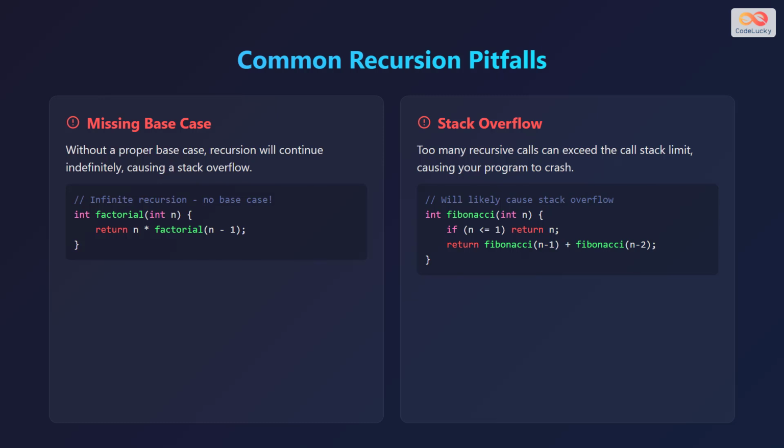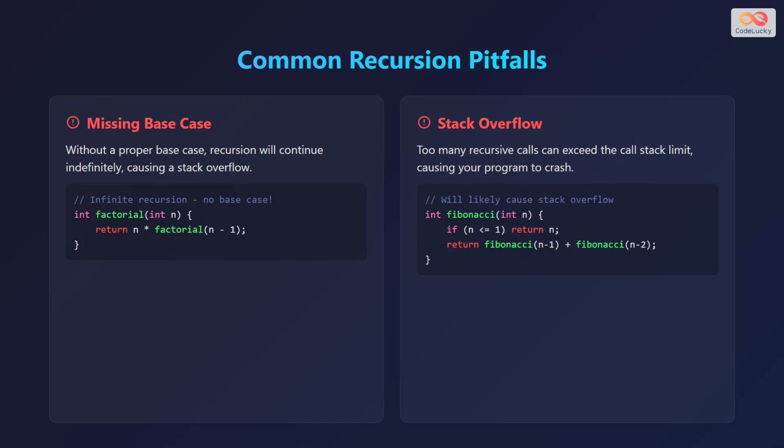Let's discuss some common pitfalls in recursion. The first pitfall is a missing base case. Without a proper base case, the recursion will continue indefinitely, which will cause a stack overflow. Here's an example. We have an integer function factorial that accepts an integer n as a parameter, but it does not have a base case. It simply returns n multiplied by factorial of n-1, which will cause the recursion to go on forever.